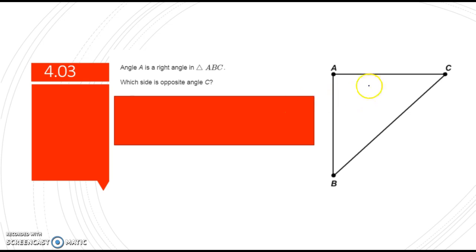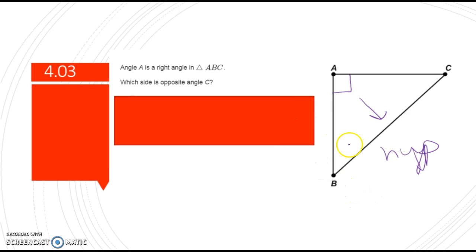This question is saying that angle A is the right angle. So here's angle A. We're going to mark it as right, which means that this side right here is the hypotenuse. This side right across from the right angle is always the hypotenuse in our right triangles.